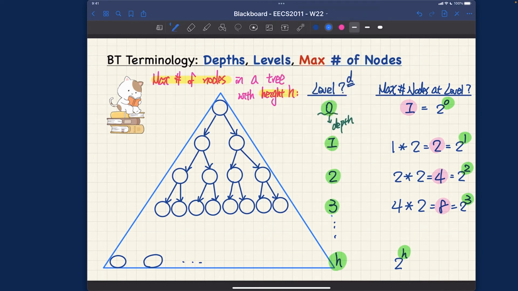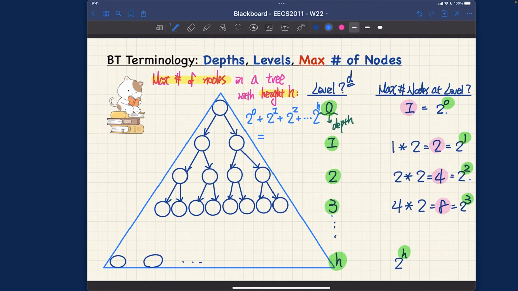It's going to be level 0, 2 to the power 0. So that'll be 2 to the power of 0 plus 2 to the power of 1 plus 2 to the power of 2, up to here, all the way to 2 to the power of h. And that's indeed a geometric sequence.